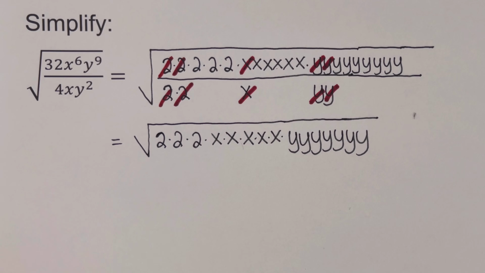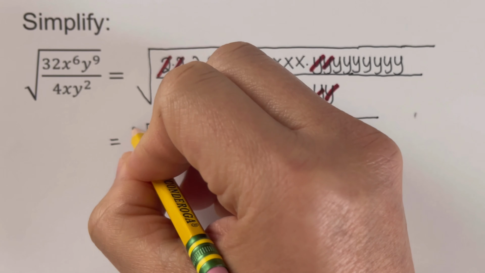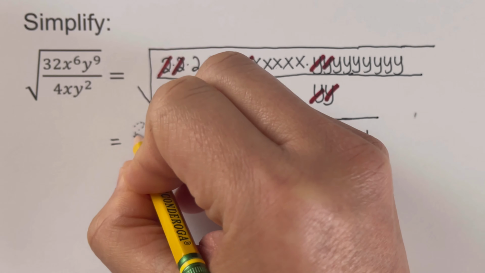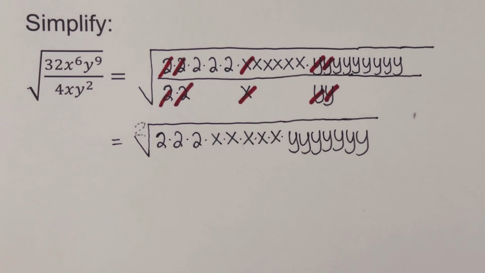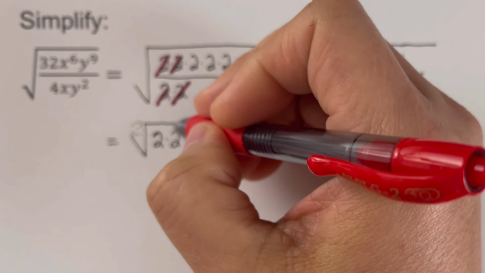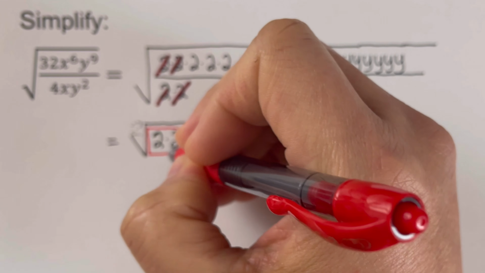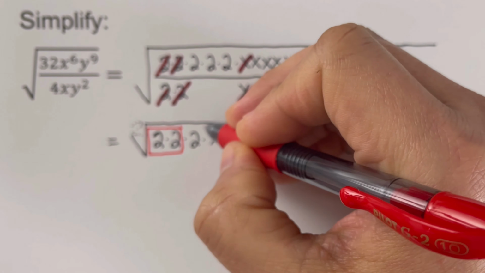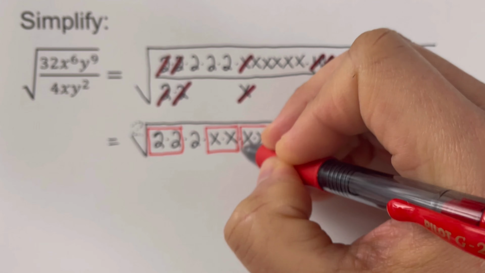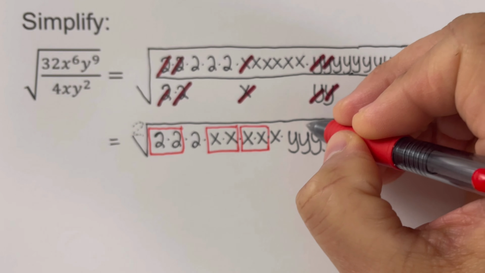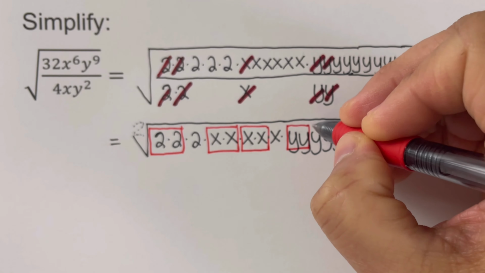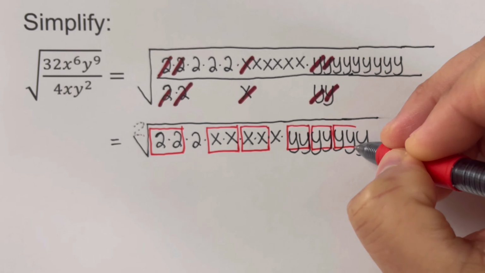Okay, our next step is to group together the expanded form based on the index. Now, we remember that our invisible index here again is 2, because it's not written in there. So we group together groups of 2. So there's gonna be 2 2's here. We also have 2 x's. Then we can come up with another group of 2 x's. We have 2 y's. We have another 2 y's here and another 2 y's.